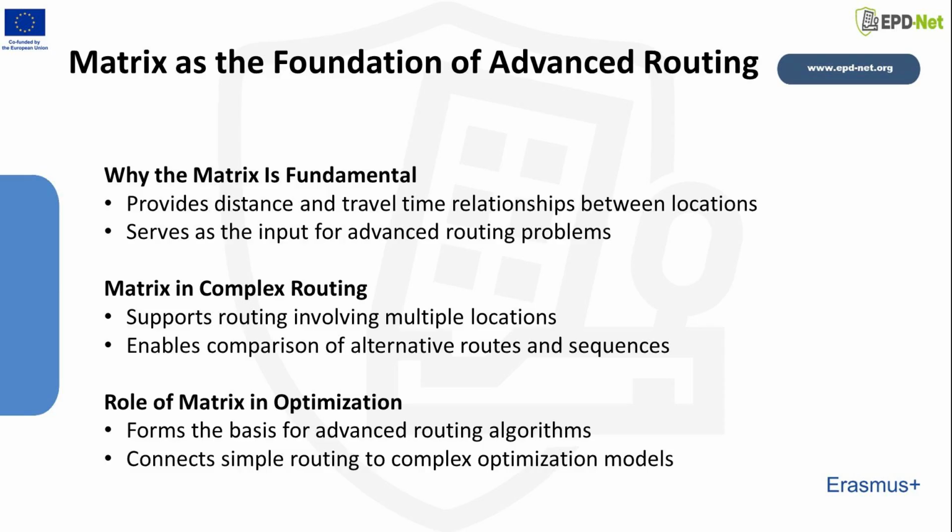Matrix calculations form the foundation of advanced routing and optimization problems. A routing matrix provides distance and travel time relationships between multiple locations, allowing routing systems to understand how each location is connected to others in terms of cost. In complex routing scenarios, such as those involving multiple destinations or operational constraints, matrix calculations are essential. They allow routing systems to evaluate alternative routes, compare different sequences of visits, and support more advanced decision-making processes.